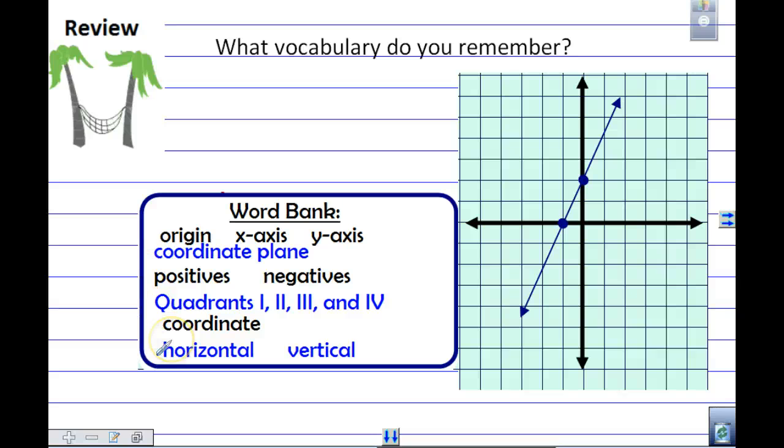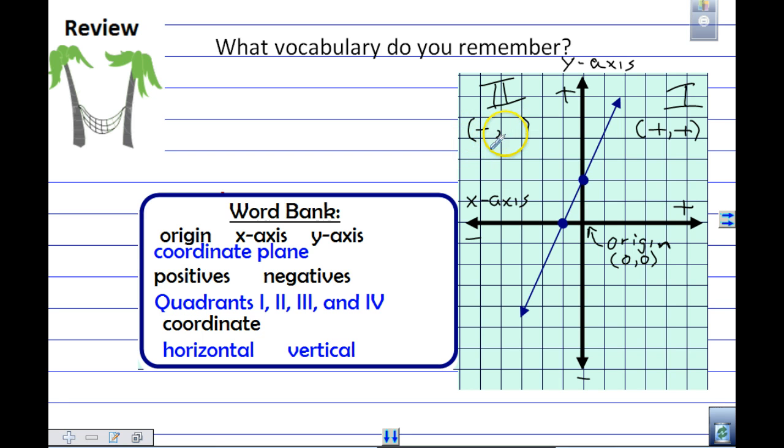Let's go ahead and label some of the stuff. Remember, origin is where? Right there. It's the coordinate 0, 0, right in the middle. Where is the x-axis? Where is the y-axis?